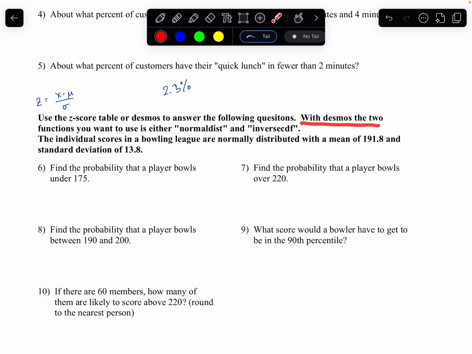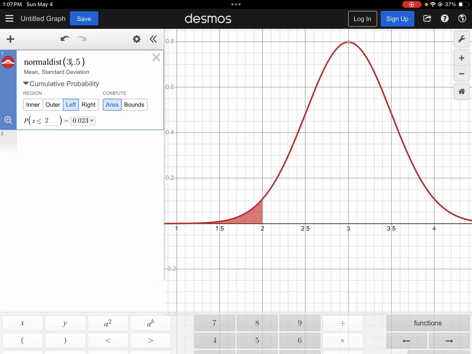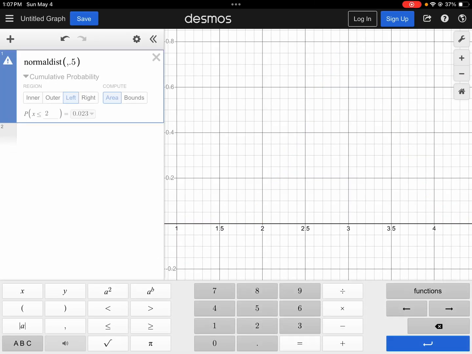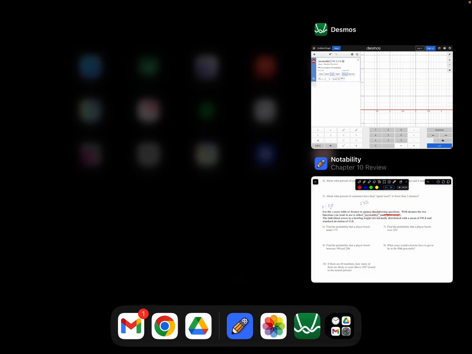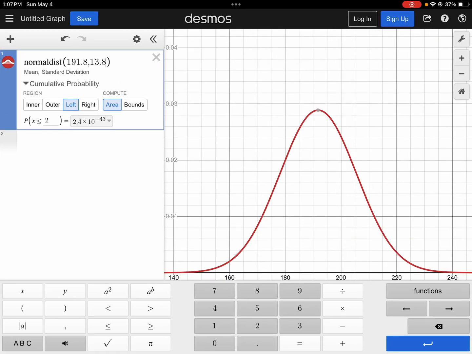So with Desmos, the two functions that you want to use is either, I'm going to edit this, and we actually don't need this function at all right here. We just need the normal distribution, which is what we've been using. So individual scores in a bowling league are normally distributed with a mean of 191.8 and a standard deviation of 13.8. So let me go into Desmos and edit my function here. So it's 191.8, and then 13.8 as the standard deviation. All right, and then I'm going to go ahead and zoom to the appropriate part.